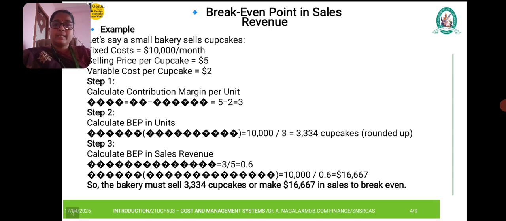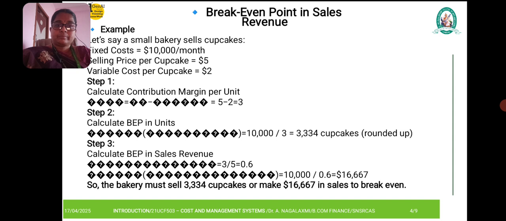The second step is to calculate break-even point in terms of units. So, there is a formula. What is the formula? Fixed cost divided by contribution margin per unit. So, $10,000 is the fixed cost divided by 3. That is 3,334 cupcakes to be sold.